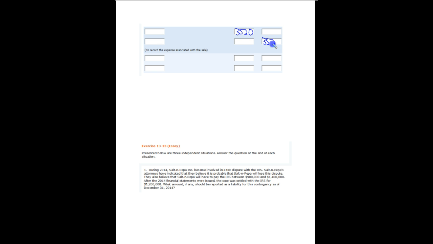So the inventory of premiums will go down. So we credit that to reduce it, and then that's our premium expense. Okay, so here is what we actually paid out. So here's what we actually gave up.